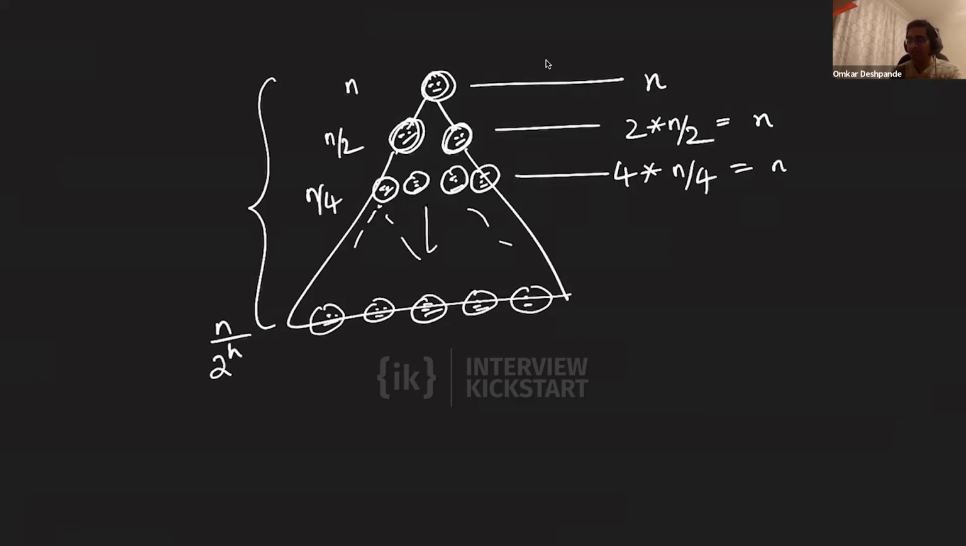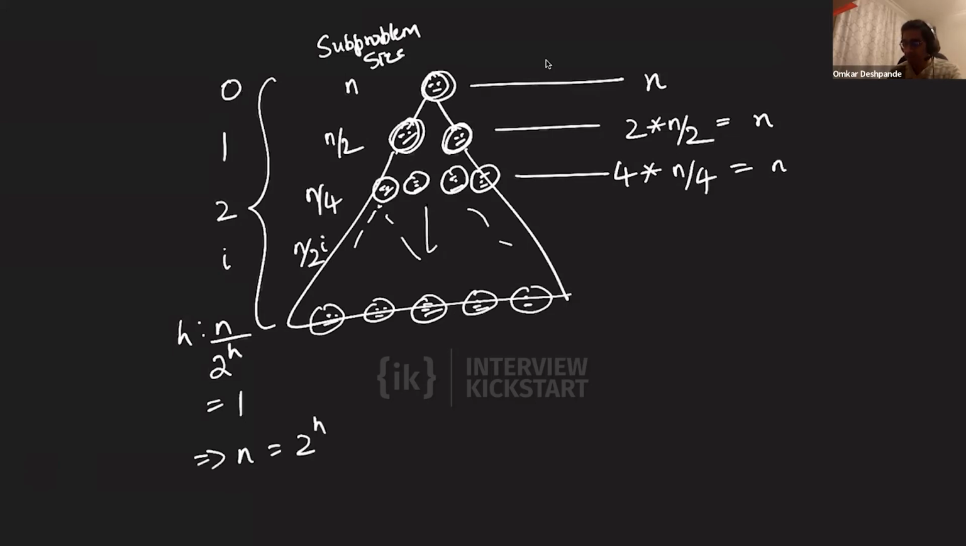At the last level, it's going to be n by 2 to the power h, where h is the level number of the last level. So this is level 0, level 1, level 2. Notice that the pattern is that at level i, the subproblem size is n by 2 to the power i. That means at level h, the subproblem size is n by 2 to the power h. And when that becomes equal to 1, that's when we are at the leaf level. So that means n is 2 to the power h, or when we take log base 2 of both sides, we get h is log base 2 of n.